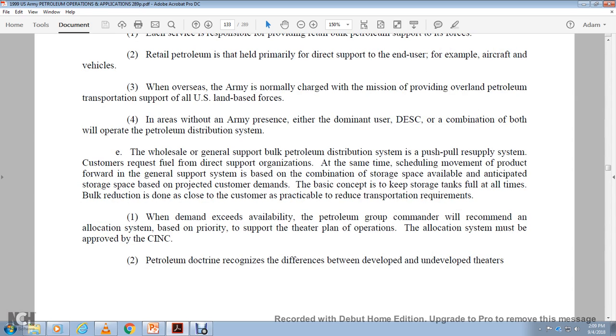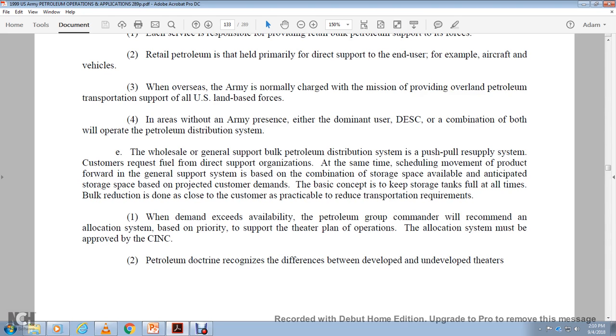The wholesale general support of the bulk petroleum distribution system is push-pull resupply. The customer requests the fuel from the direct support organization, at the same time scheduling movement of the product forward in the general support system based on a combination of storage space available and anticipated storage based on projected customer demand. The basic concept is to keep the storage tanks full at all times.